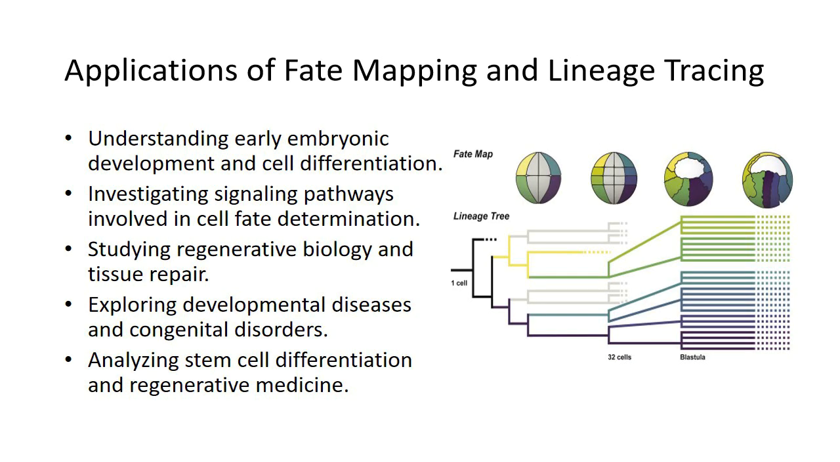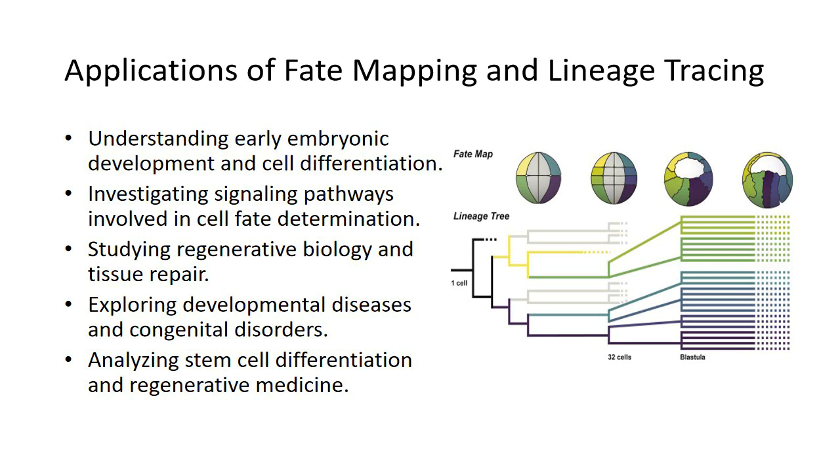Third, applications of fate mapping and lineage tracing. A. Understanding early embryonic development. Fate mapping and lineage tracing are fundamental tools for understanding the process of gastrulation, neurulation, and other early stages of development. By tracking cell fates, researchers can determine which regions of the embryo give rise to specific organs, tissues, or structures. B. Studying cell differentiation.